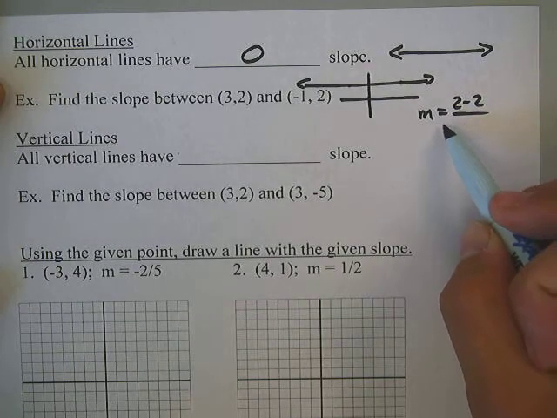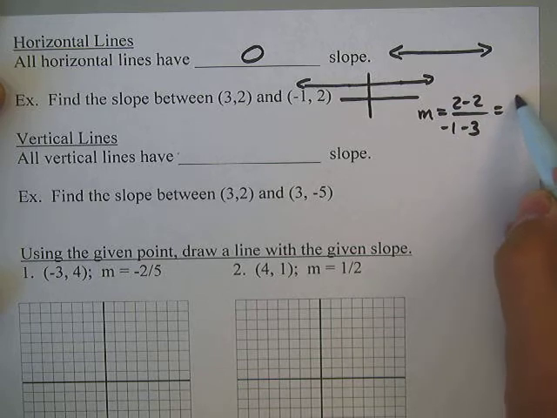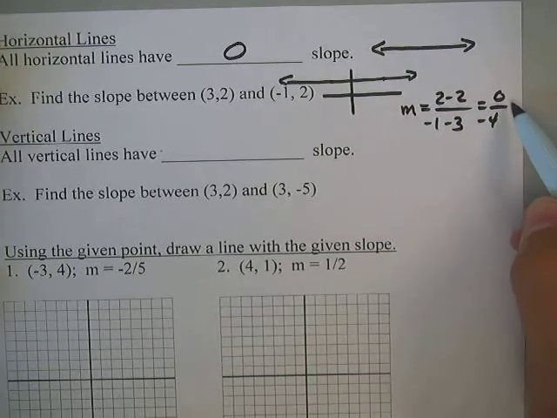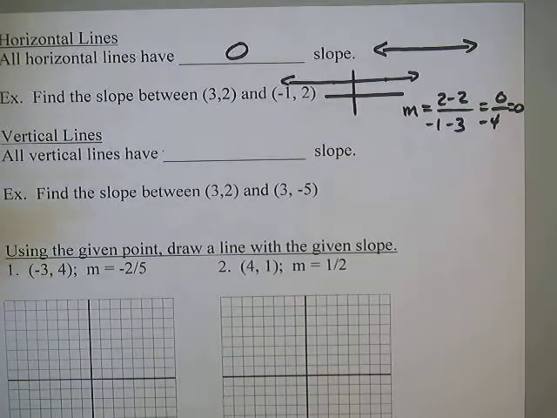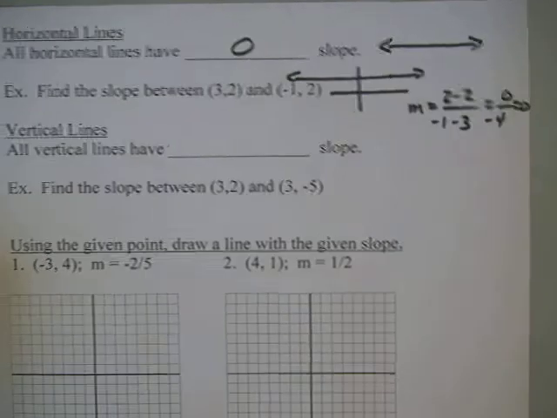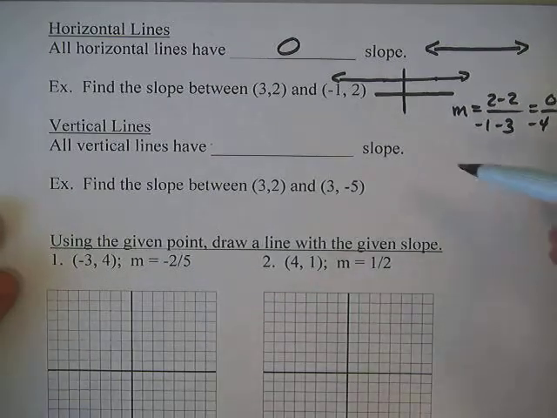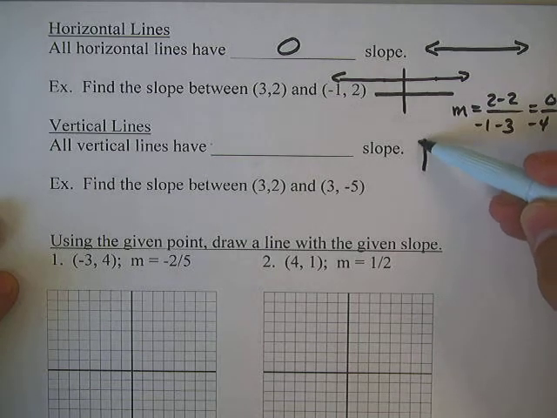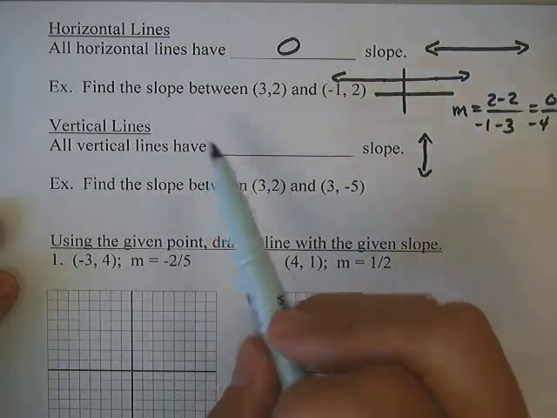And if I were to do the slope formula, I would do 2 minus 2 over -1 minus 3, so I get 0 over -4, which we know is 0. And that's something that you just need to know. You need to know that every single horizontal line has 0 slope.